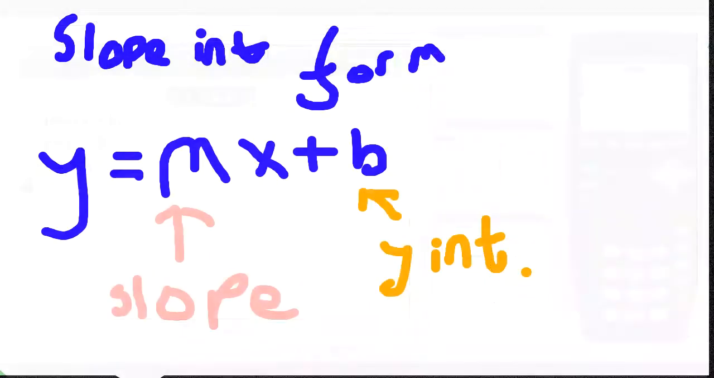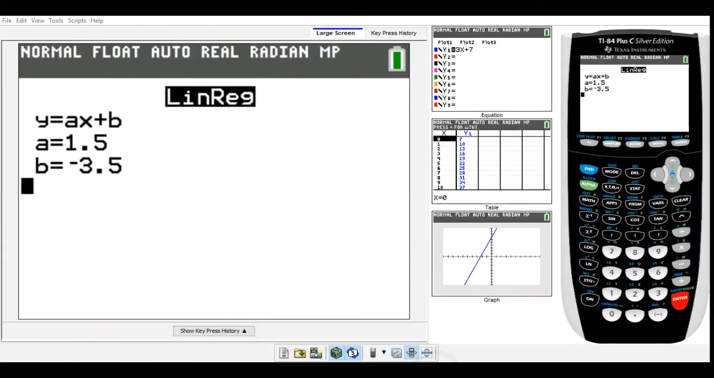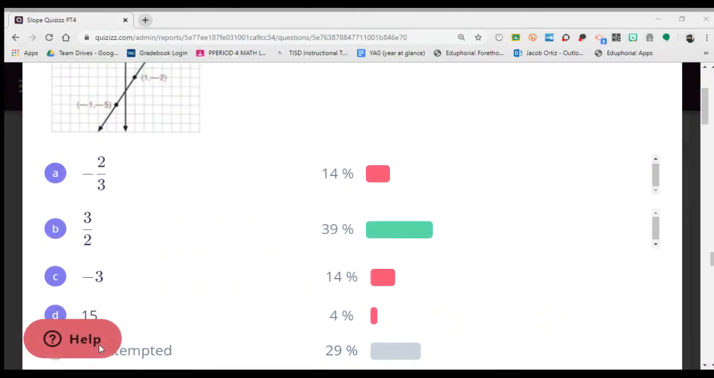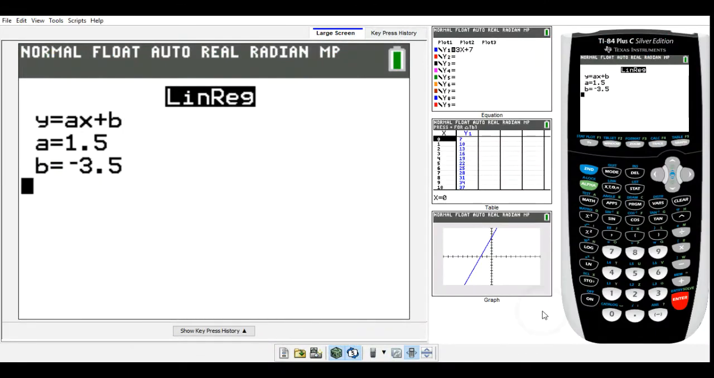Okay, so if I come over to this slide, you can also write A means slope. Put A in parentheses. A is slope. Now, if you go back over here and the answer choices have -2/3, 3/2, -3, 15, it doesn't have your answer. Remember, you know your answer is 1.5.